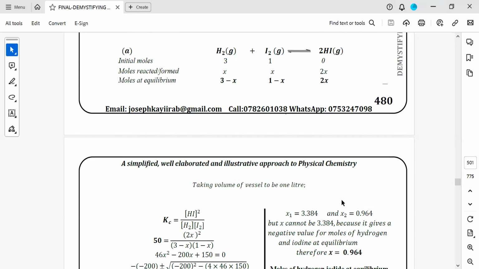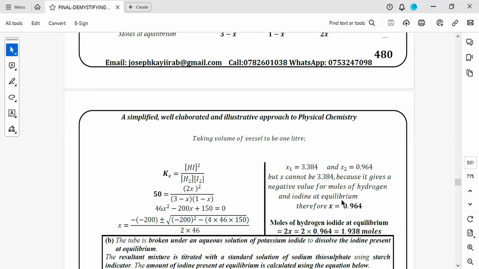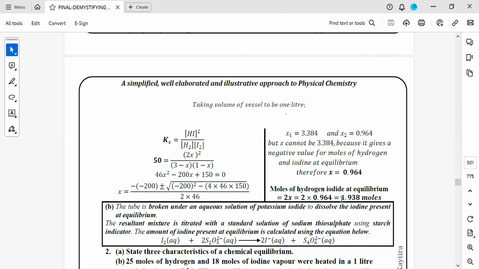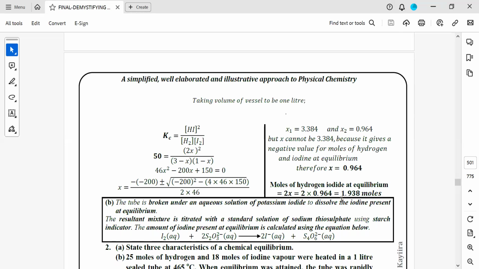So for those who tried out, which answer did we get? And like we said last time, when you get the values of x, you have to look at the number of moles that you're working with. So in this case, we have two values of x. We have 3.384 and then 0.964. So we said we can't choose the one that exceeds the number of moles that each of those components has. So in that case, we'll take the one that is smaller because it can accommodate the number of moles that can react at any given level.